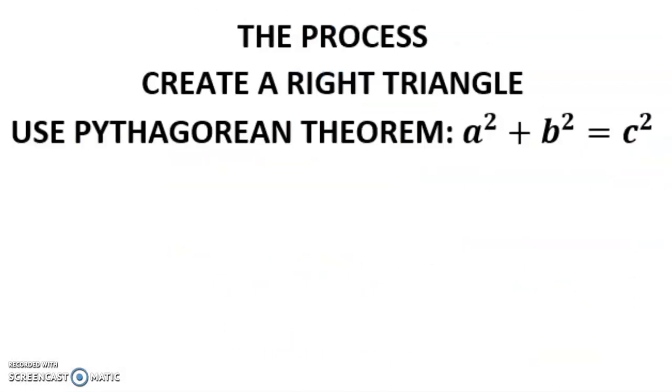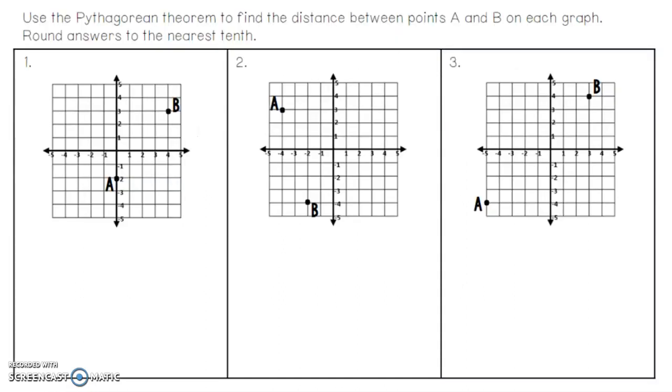So when we are trying to find distance, we're going to create the right triangle, and then we'll use the Pythagorean theorem, just like you've been doing. So it's just a different way to apply it, right? We have to do a little bit more thought process to it.